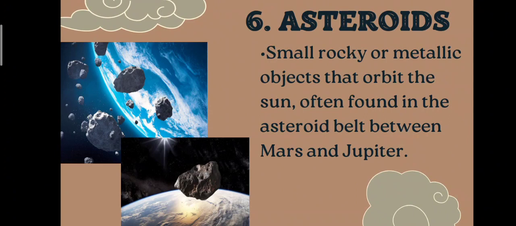The asteroids. These are small rocky or metallic objects that orbit the sun, often found in the asteroid belt between Mars and Jupiter. As you have seen in the pictures, it is an example of small rocky or metallic objects that orbit the sun, and they can be found between Mars and Jupiter.